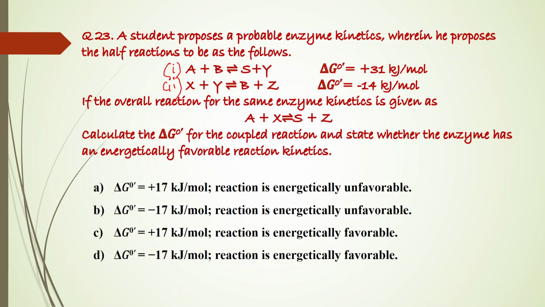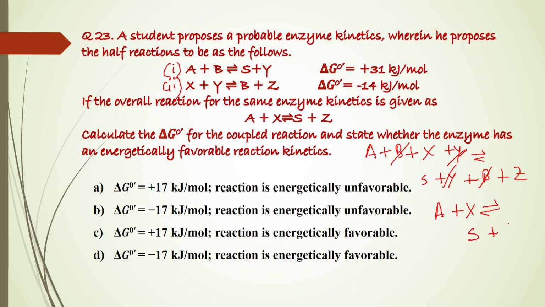If you add these 2 equations, what will you end up with? On the left hand side you have A plus x. Now you are adding the other equation, so S plus y, that is giving you A plus x plus y going to S plus y plus Z. Now these y terms are the same on both the sides, so we do not require them. So the ultimate equation is A plus x gives S plus Z. So by simply adding them, we can get our overall coupled reaction.